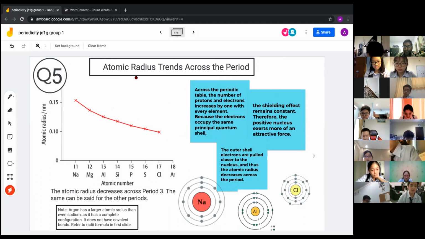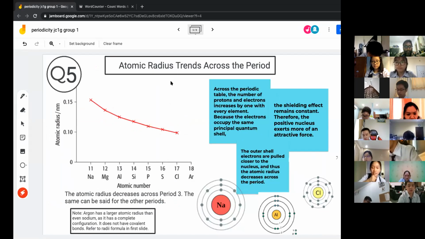Let's try to further explain the atomic radius trends across the period. As you can see in the graph, take for example period 3. As you go from left to right of the period, the atomic radius decreases. This trend happens across all periods, not just period 3. The reason for this trend is that as you go across the period, each atom gains an electron and a proton.